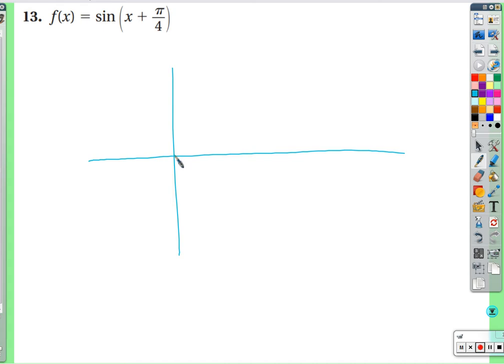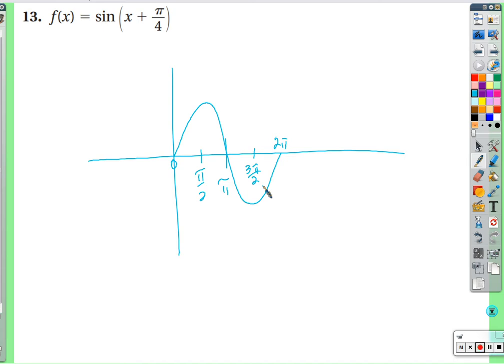Okay, so normally a sine wave looks like this. It starts at the midline, goes up to the max, down to the min, and back up, and there's a full period. This would be at zero, this would be 2 pi, so this would be pi, half of that, this would be half of that, and this would be 3/4 of the whole thing, 3 pi over 2. But it moves over pi over 4.